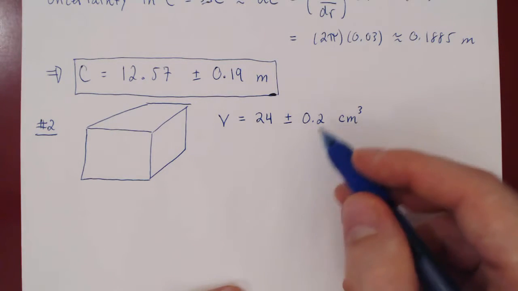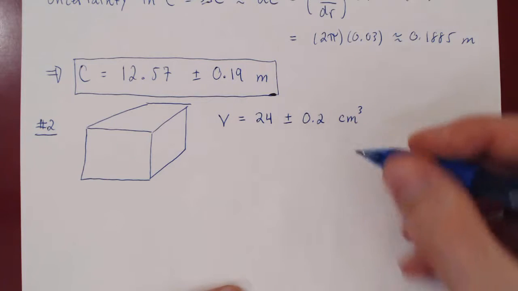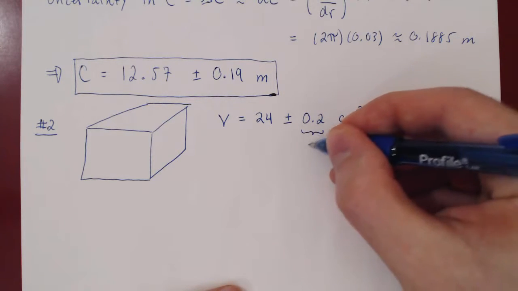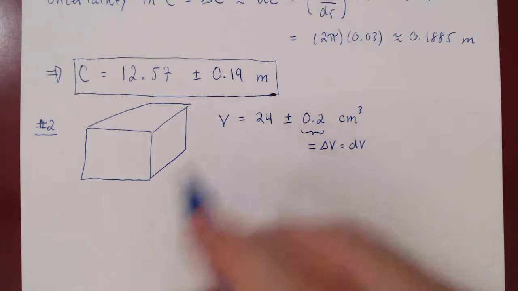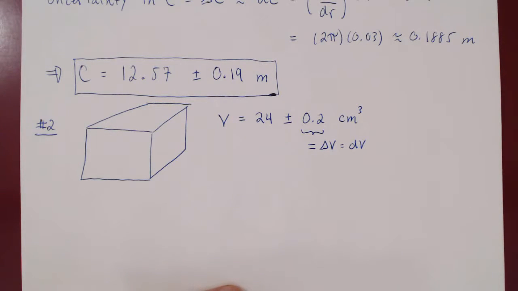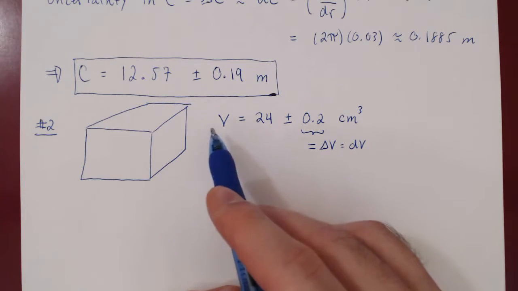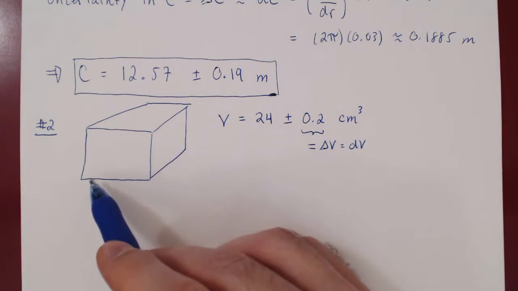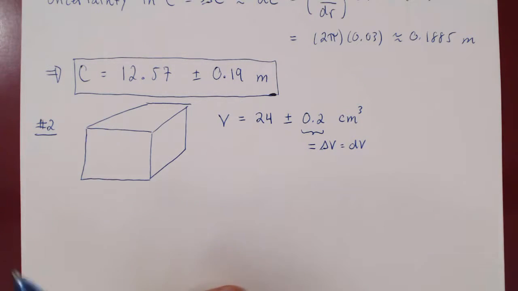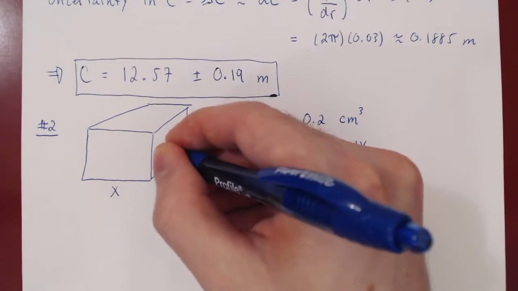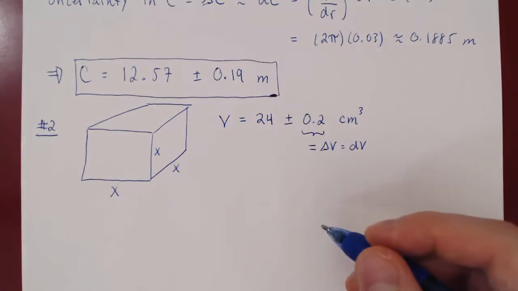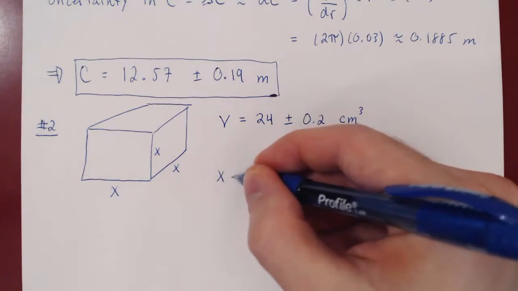And again here, this is your uncertainty. This is the change in volume. So this is your delta V, which is the same as dV here, because V will play the role of the independent variable. What if we ask now, from the volume, for the length of one of the sides of the cube? Since we have a cube, the length of each side is the same. Well, we could call this, say, x. So x is the length of a side.